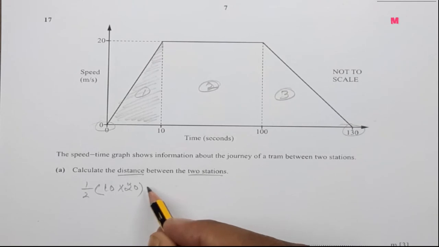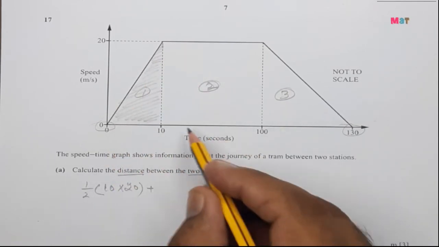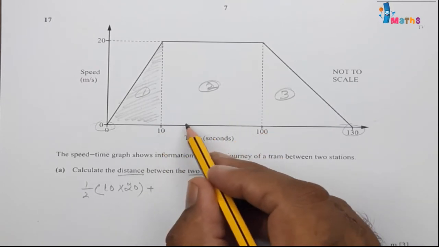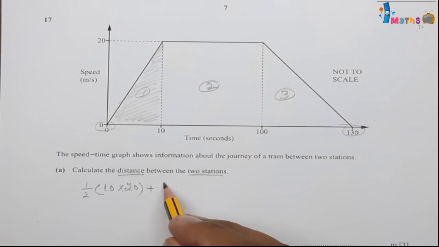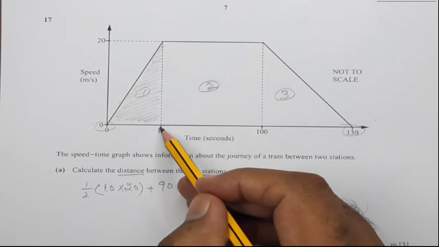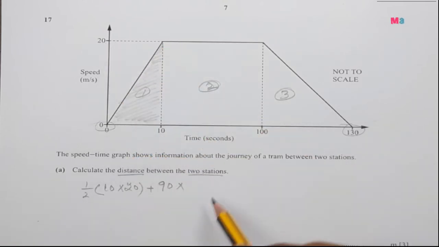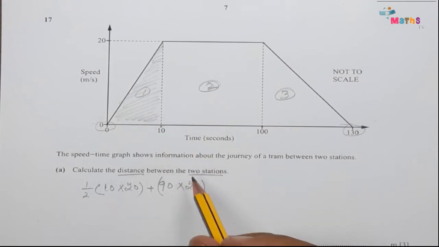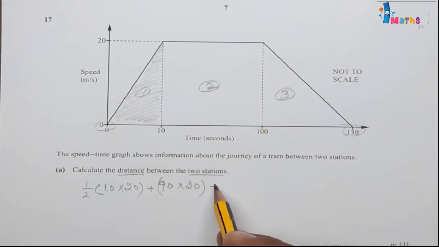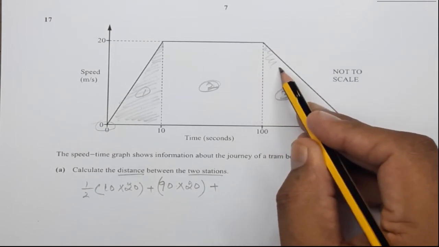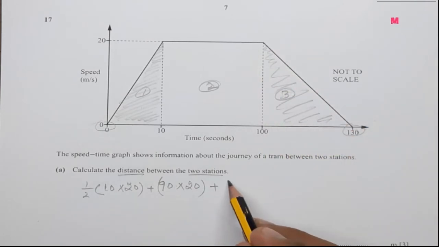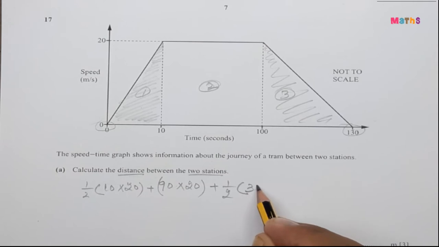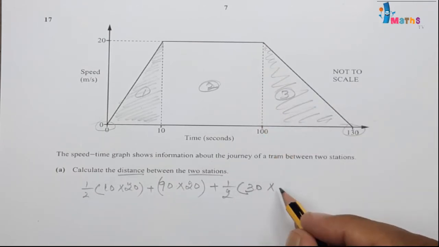So this will be the area of this triangle plus the area of this shape, which is from 10 to 100. 100 minus 10 will be 90, so this side is 90. 90 multiplied by height, which is 20. Because this is a rectangle, we multiply both sides. Then the last shape, which is again a triangle, is 1 by 2 into base, which is from 100 to 130, which is 30. So base into height, which is again 20.